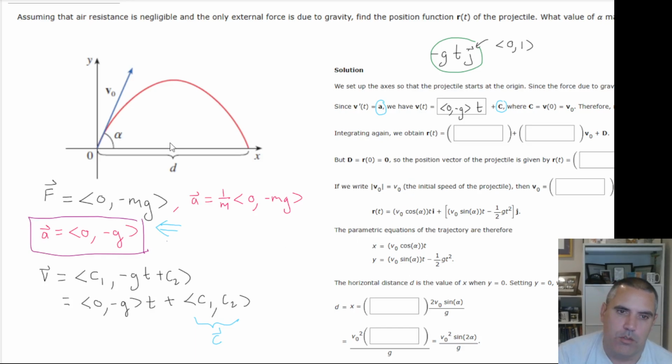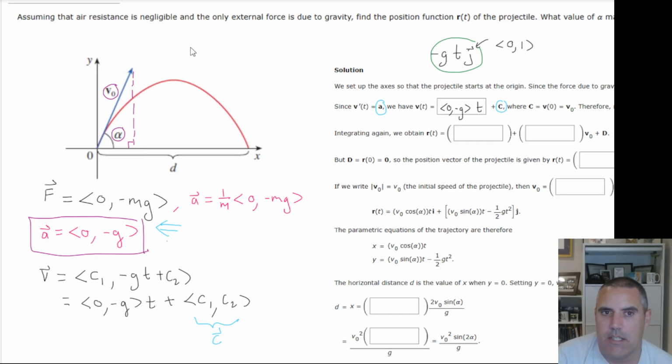Then they say, how would you get the next piece? But first we need an initial velocity. So what's the initial velocity? Well, it's going to depend on this angle. They're telling you the length of the velocity vector, and they're telling you the angle, and you're trying to figure out what these two components are.